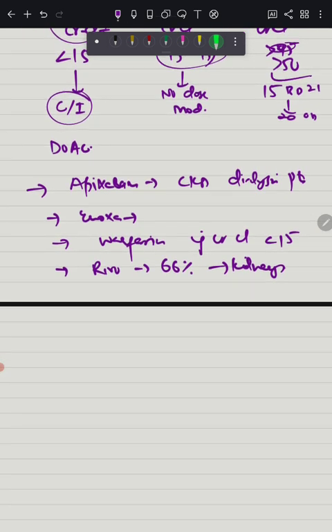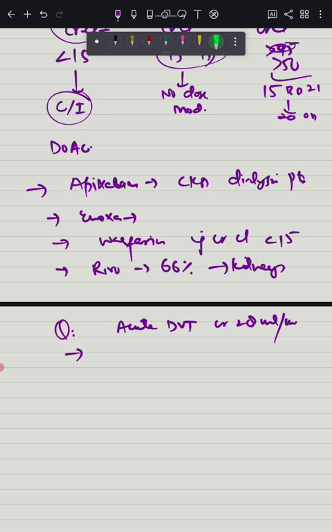So there is a question: a patient with acute DVT with creatinine clearance of 28 ml per minute is planned for rivaroxaban. What is your approach? Creatinine clearance is above 15, so 15 mg BD, then 20 mg, but monitor for bleeding and renal function regularly. Avoid if creatinine clearance is less than 15.